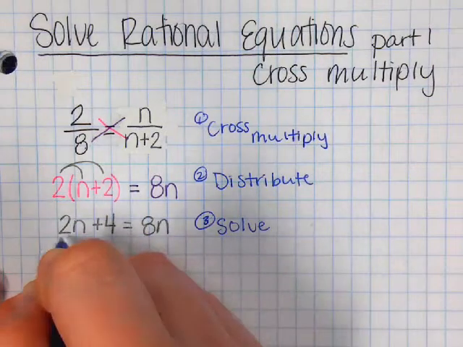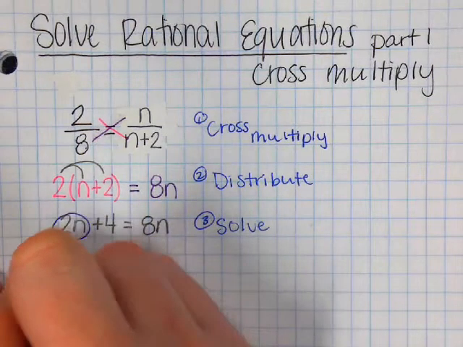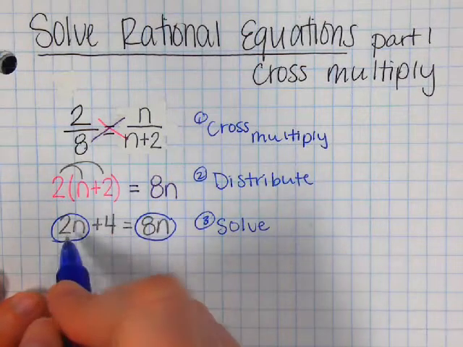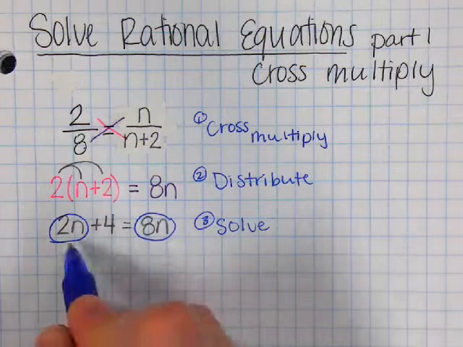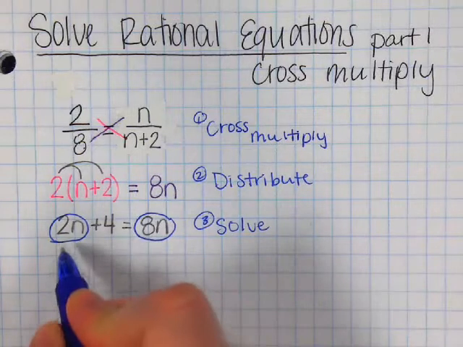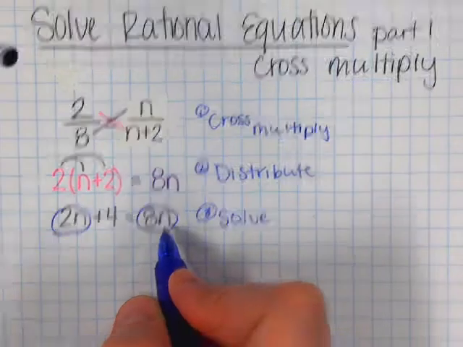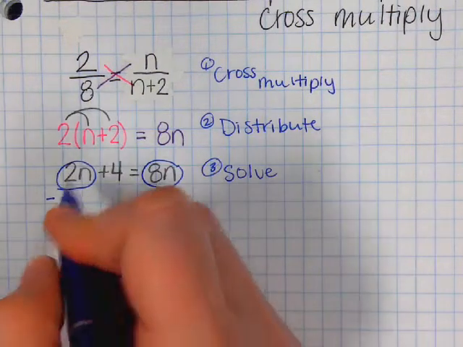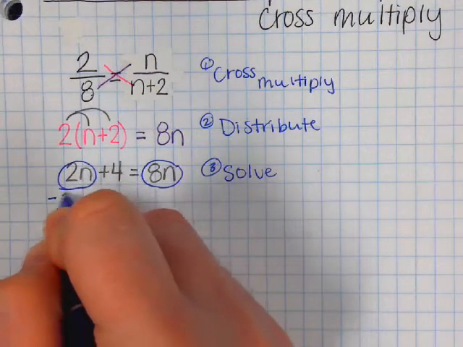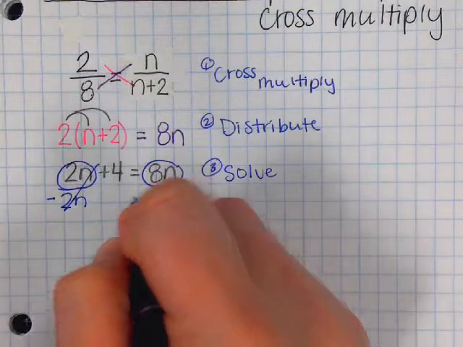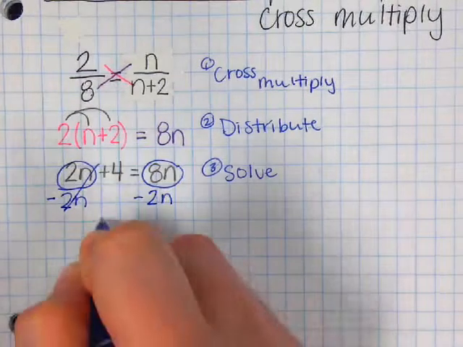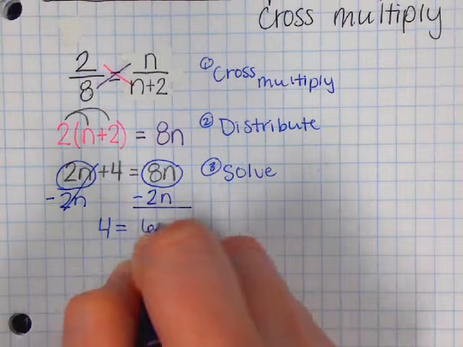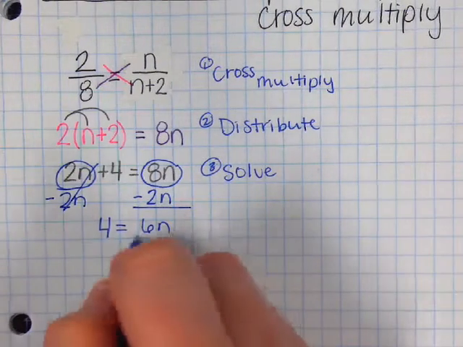Okay, so I have a 2n and an 8n. They're on opposite sides, so I need to move one of them. I personally like moving the smaller one just so that I don't end up with a negative number. So that's why you're going to see me do this. But you could always move the 8 if you really wanted. So 2n, so I need to subtract 2n. That would cancel. Subtract 2n. So 4 equals 8 minus 2 is 6n.